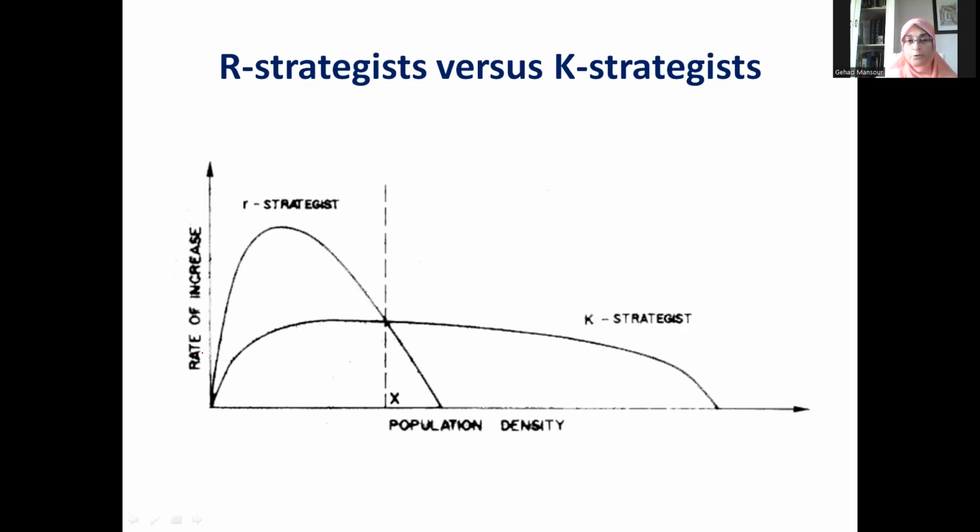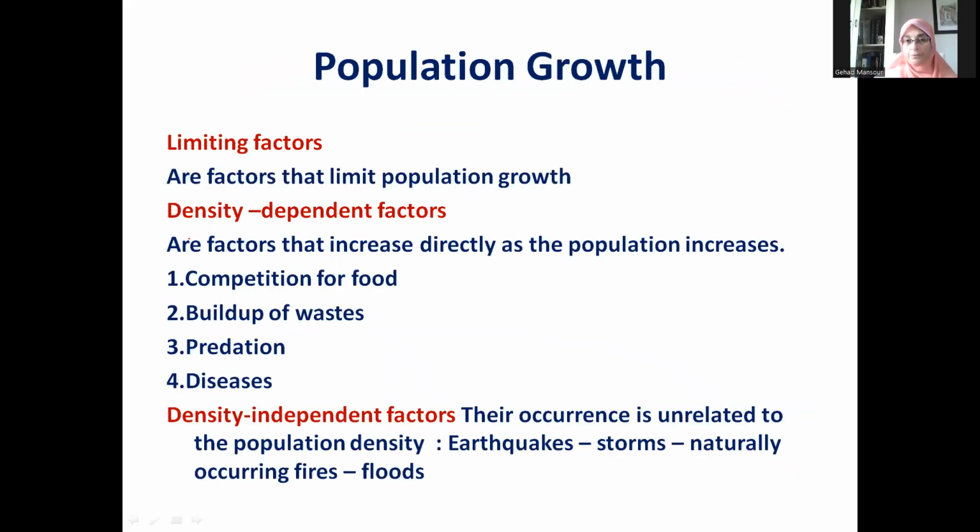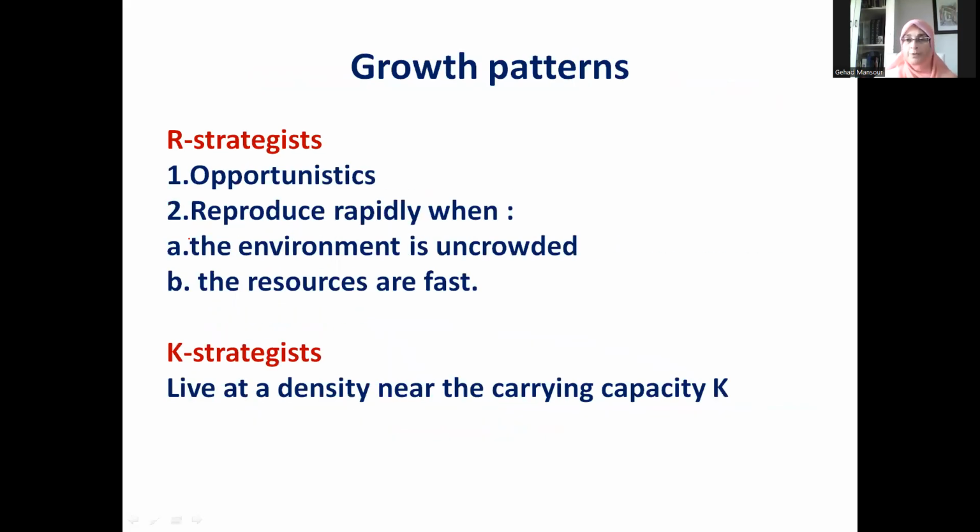Here we have the rate of increase of the population. We are going to look first at the characteristics of population growth, and then we will see what R strategists or K strategists are. And since we have the slide in front of us, let's first discuss it. The R strategists and the K strategists are two broad categories of individuals, and we classify them according to their growth patterns.